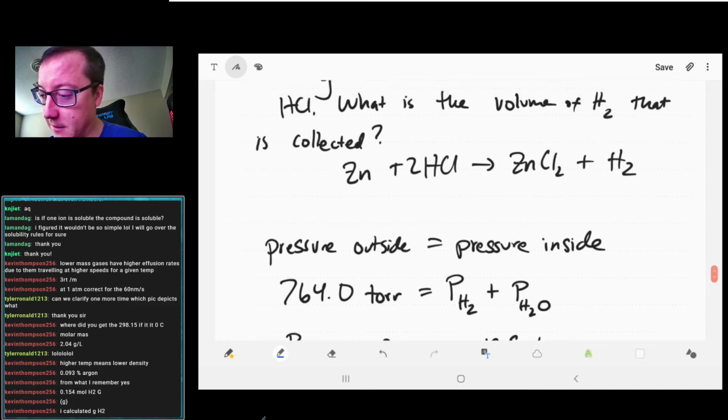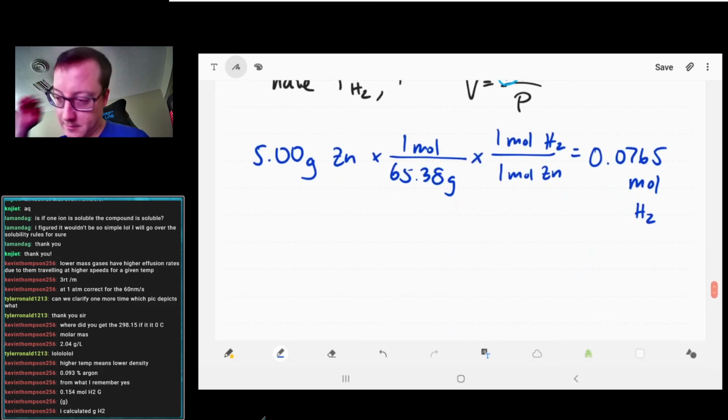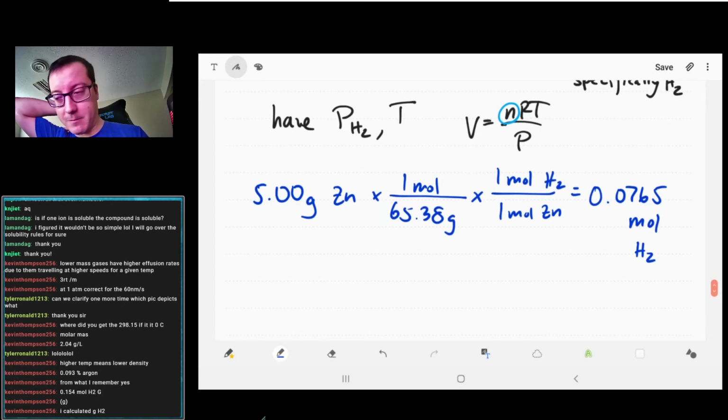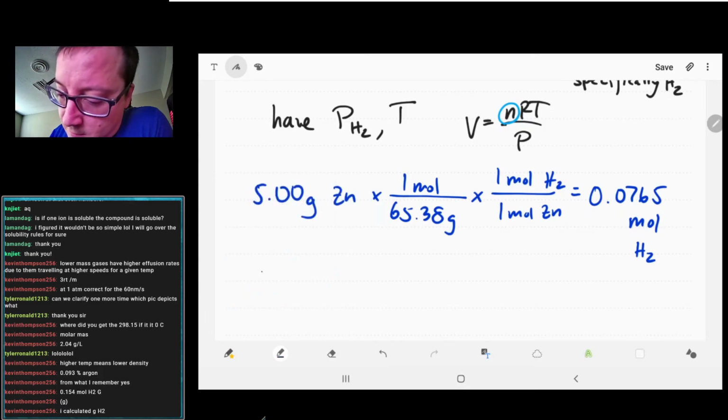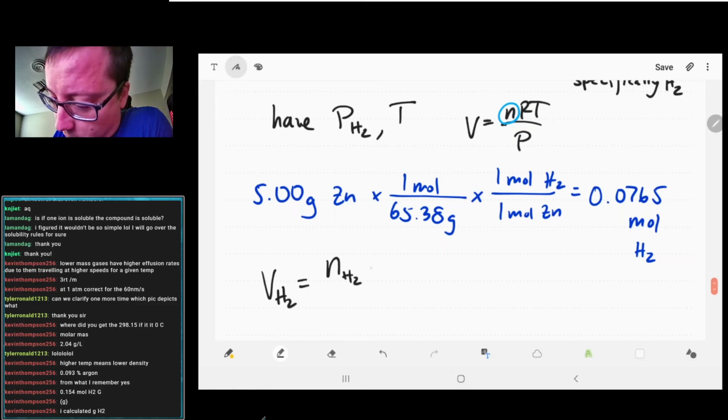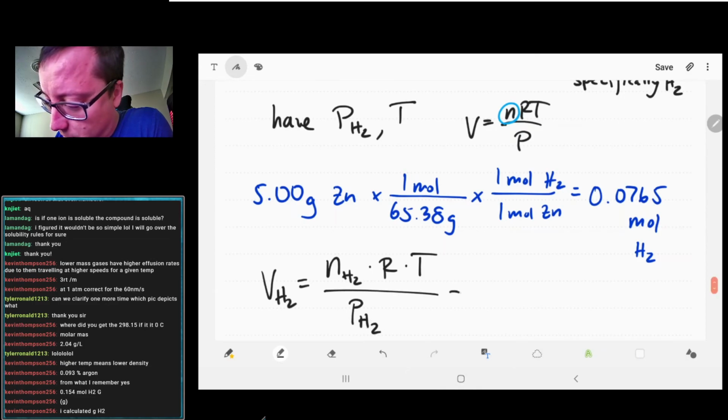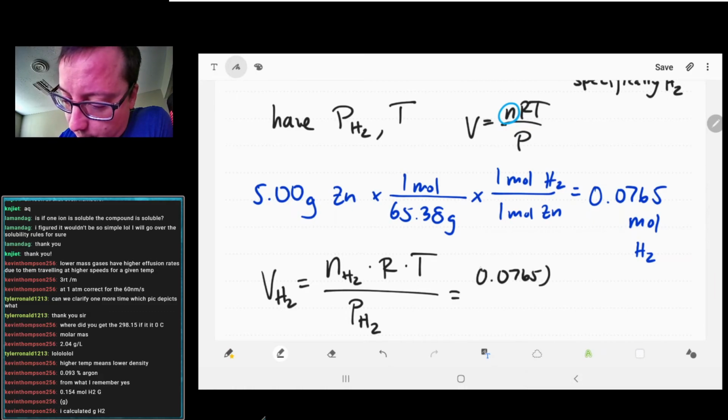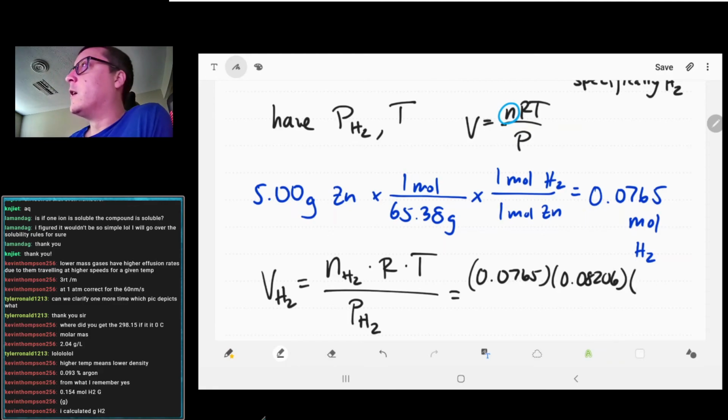Let's see. I was going to use the ideal gas law, though, which is essentially the same thing as using the density, but keeping it as moles, I think, is a little bit easier. So, volume: moles times R times temperature over the pressure of hydrogen. 0.0765, 0.08206. What was our temperature? 22?